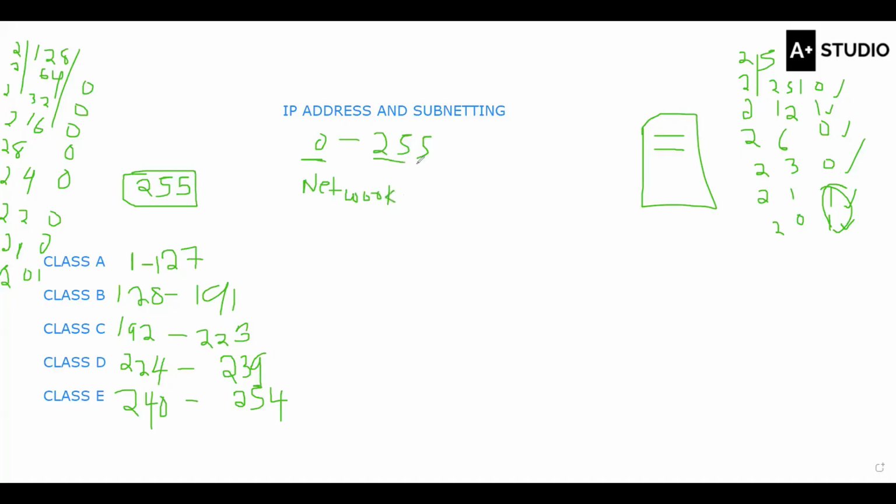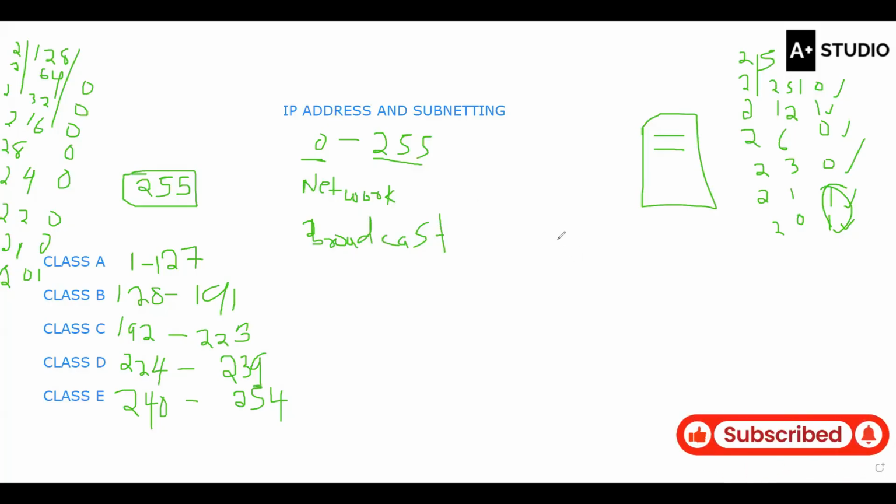And then the last, 255, is used as a broadcast address. Okay, broadcast address. That is the 255 as a broadcast address. When I talk about broadcast address, I mean it is the address which is going to be used to send messages to everybody on the network.